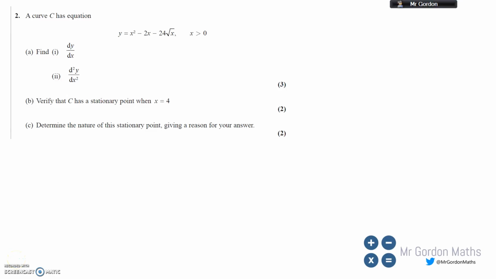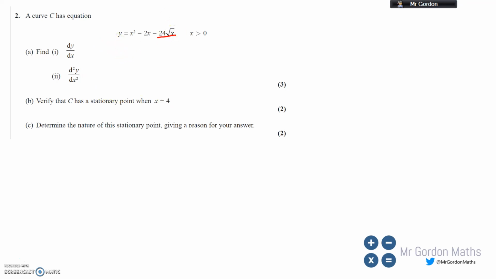Okay, right. Question 2 from the A-level paper from the summer 2018. Mr. Gordon here. So, the curve C has the equation y equals x squared minus 2x minus 24 root x, basically. All right, we need this in index form because we're about to differentiate it and differentiate it again, and then use those results to answer some questions.